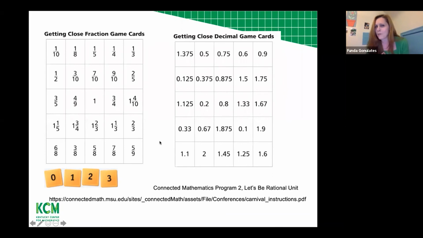Which one do you think? 1/4? Is it close to 1 or 2? That's a question for you to think about. You can check with your calculators. But this is a fun game for them to play with.